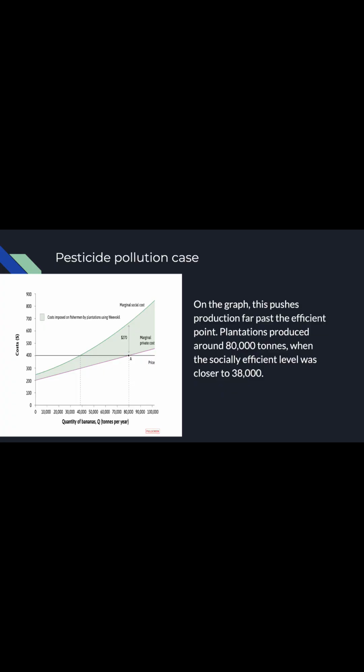And then on the graph, it pushes production far past the efficiency point, and plantations produced around 80,000 tons, when the socially efficient level was closer to around 38,000. And this is what negative externality looks like in the real world.